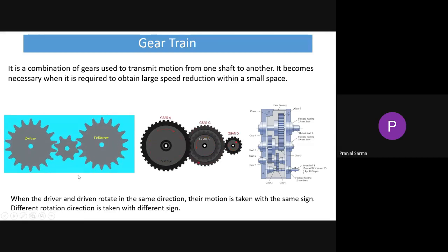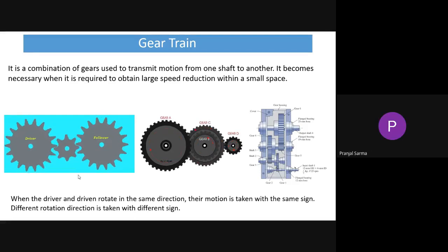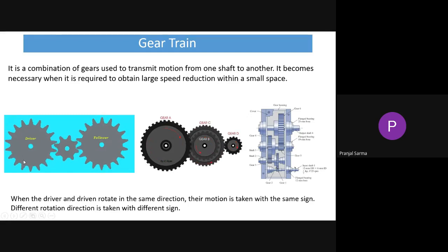Driver is rotating opposite, sir. Yes, opposite. That is the anti-clockwise direction. Correct. So if the driver is rotating in clockwise direction, this small gear, that is the idle gear, if we consider only the first two, becomes the driven. So it will rotate in the opposite direction, that is the anti-clockwise direction.